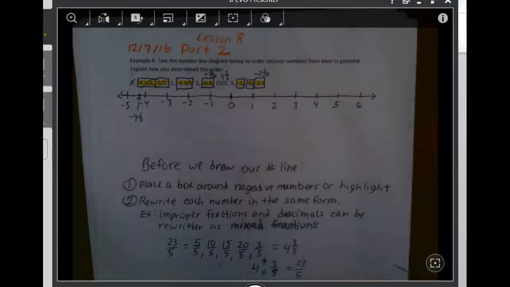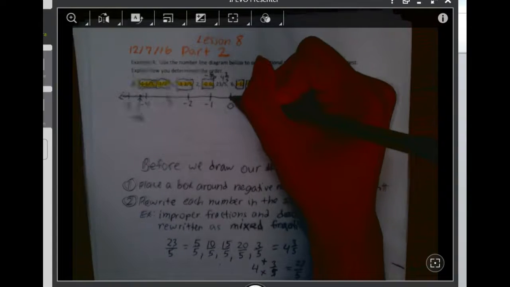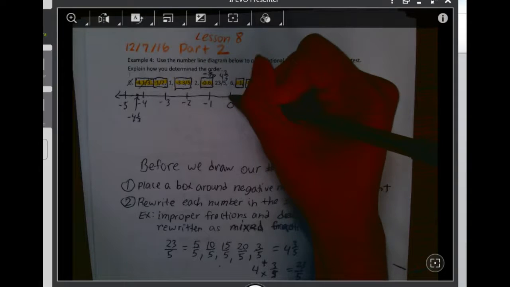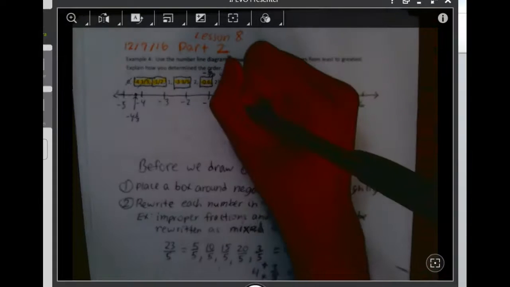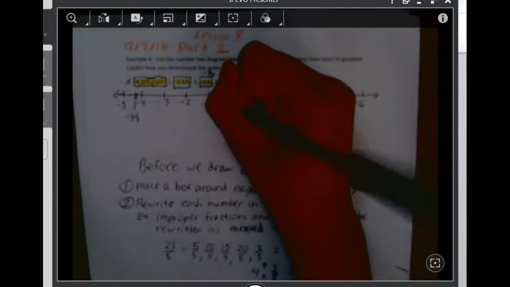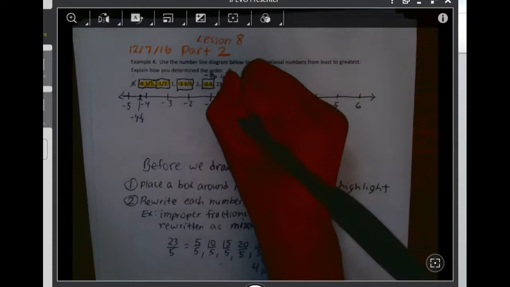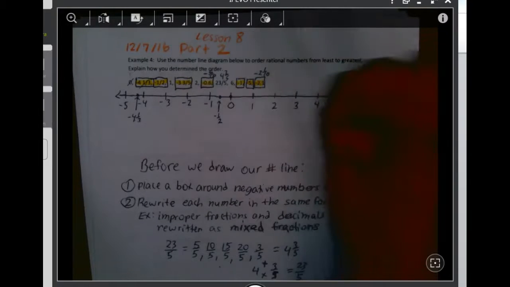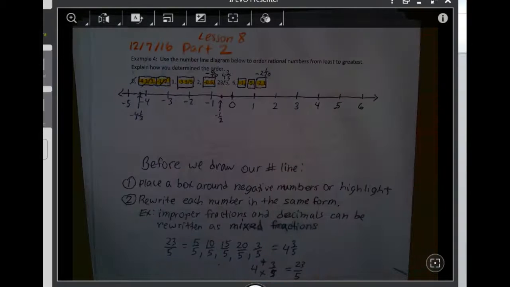I'm going to go to the next number. So now we have negative 1/2. Negative 1/2 is going to be to the left of 0, between 0 and negative 1. So I'm going to mark it here. And that is negative 1/2. So I'm going to mark off 1/2.